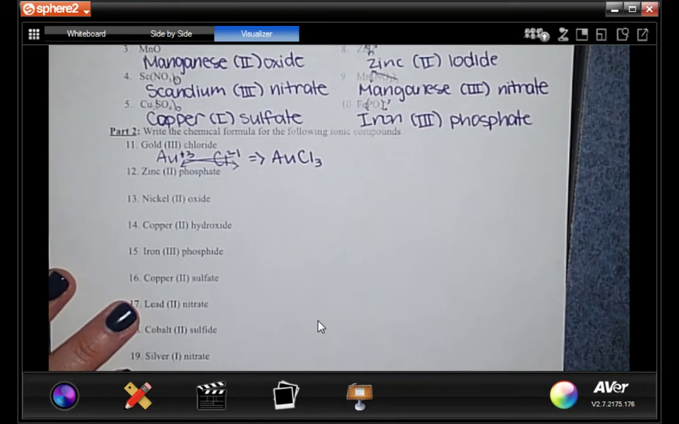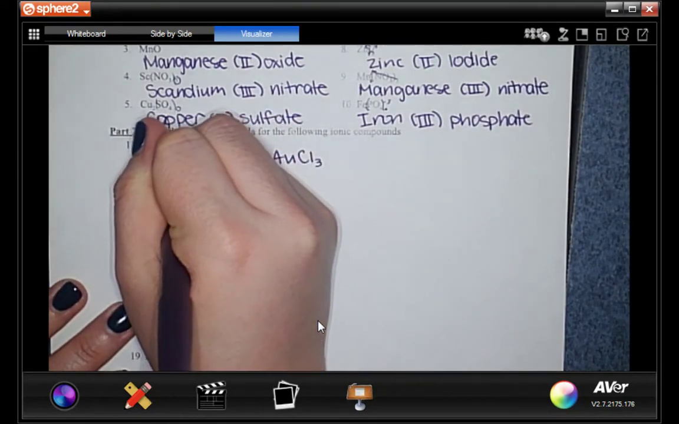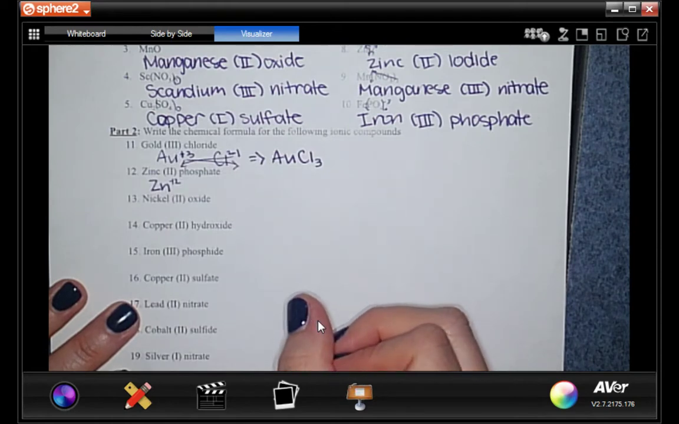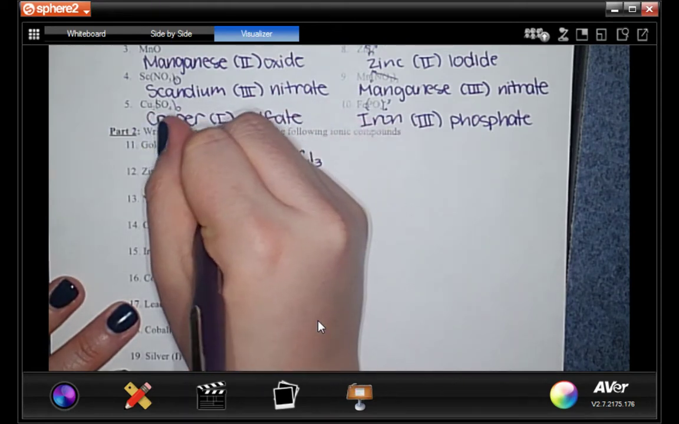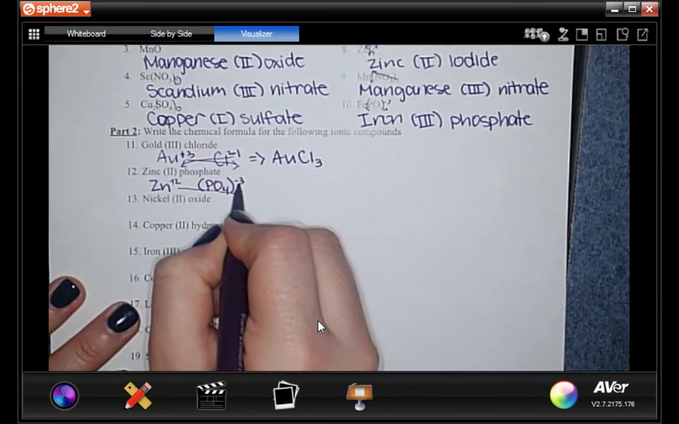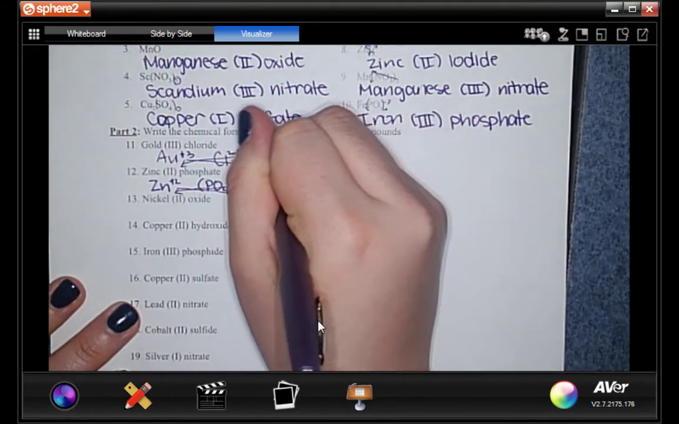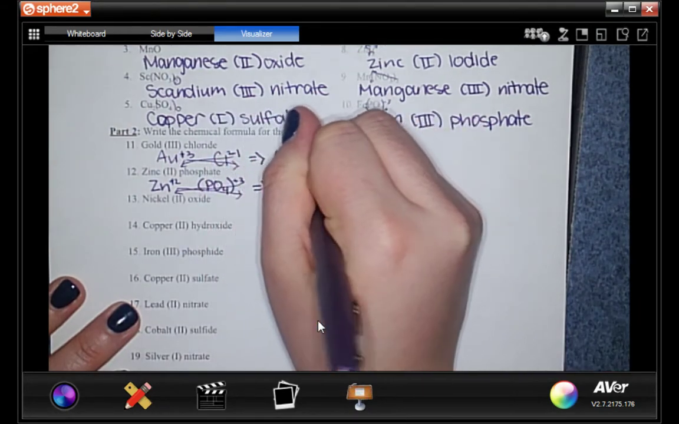Okay, number 12 is zinc 2 phosphate. So remember that Roman numeral 2 is the charge on the zinc. Phosphate has got a charge of -3. Okay, so then we can go ahead and crisscross, get rid of the plus and the minus. Your answer should look like this.